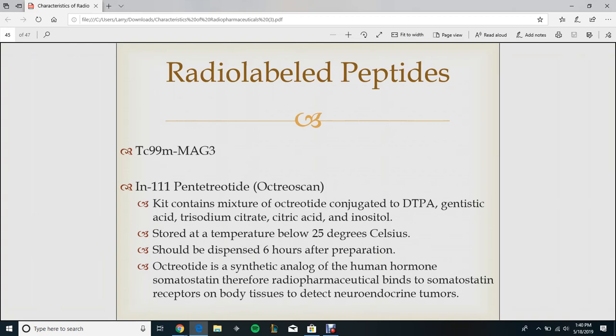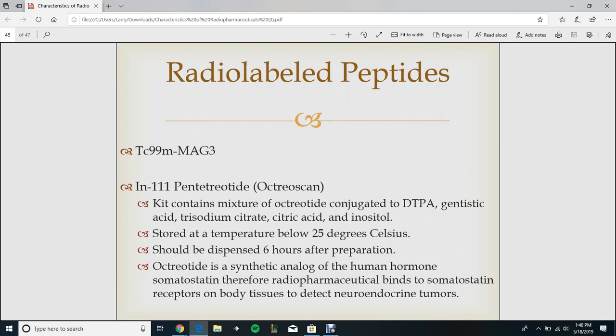Radio-labeled peptides. Technetium-99m MAG3. Indium-111 pentetreotide, which is Octreoscan. The kit contains a mixture of octreotide conjugated to DTPA, gentisic acid, trisodium citrate, citric acid, and inositol. Stored at a temperature below 25 degrees Celsius. Should be dispensed within 6 hours after preparation.